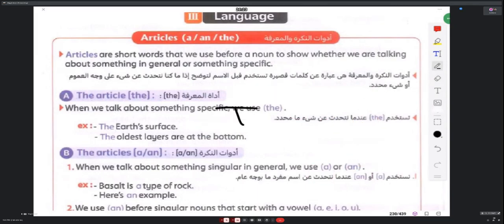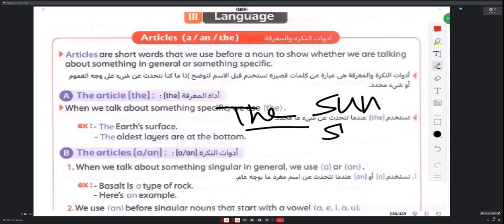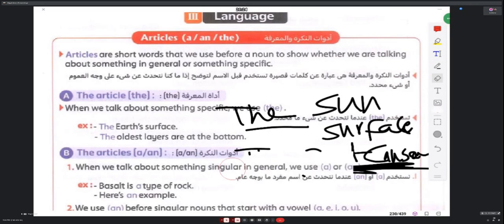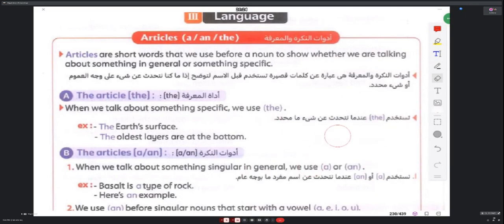We use the with unique things, the things that are one of a kind, as we said: the sun, the moon, the surface of the earth, the Giant's Causeway because there is only one in Ireland, the Egyptian Museum, the River Nile, the Red Sea, the ocean. All seas, we use the before them, because the moon, the sun.